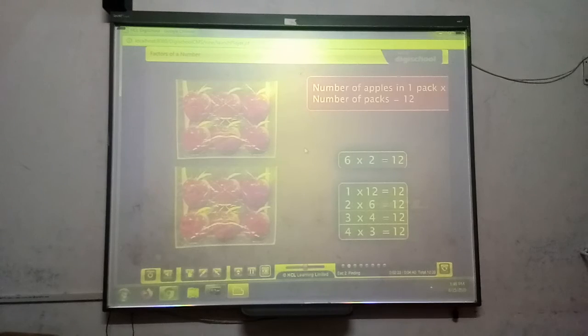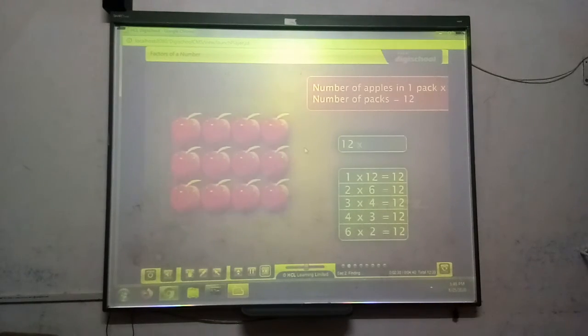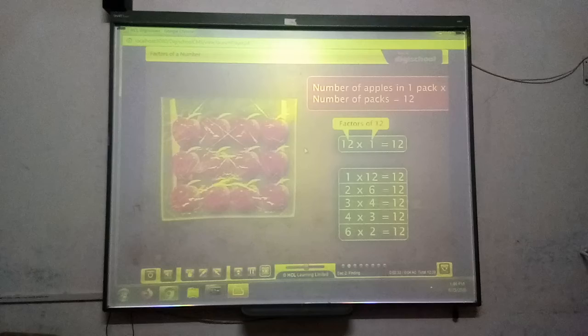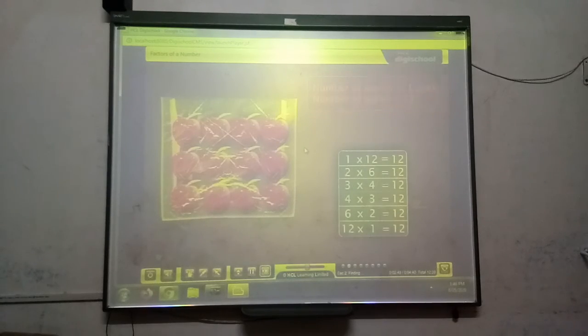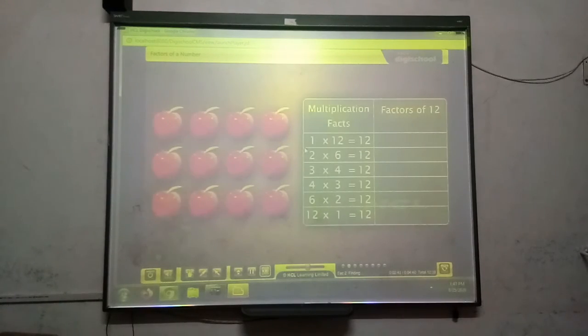2 sixes are 12. So we can also make 2 equal packs of 6 apples each. 12 ones are also 12. So we can also make 1 pack containing all 12 apples with no apples left behind. So you can see that what we got here are the multiplication facts that show all possible ways in which we can multiply 2 numbers to get the product 12. In other words, the multiplication facts show the factors of 12.